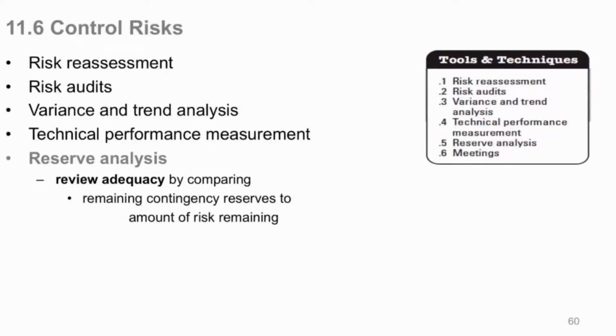Compare the remaining contingency reserves to the amount of risk remaining. So if you use some of that contingency reserve to actually respond to a risk where a plan has been activated, you've used some of that money, it's reduced. Now you've got to make sure that what's left is still adequate for the risks that are still remaining, because there may be more risks remaining, secondary risks or even new risks during reassessment, where now you may need to ask for more money, draw it out of the management reserve, put it in your contingency, or just go back and ask for more funding altogether.